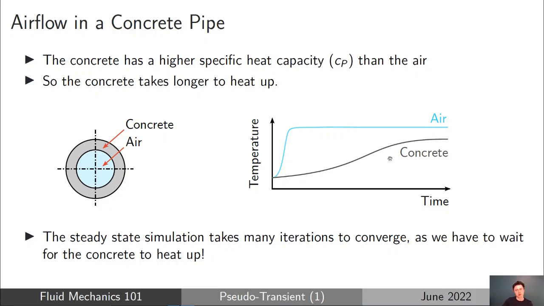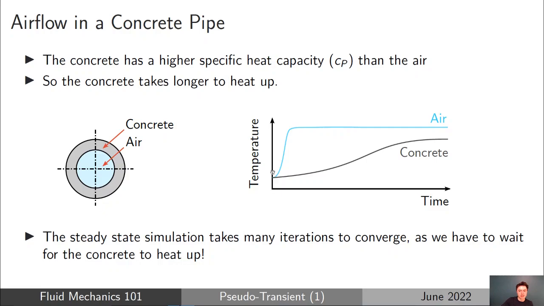And this is going to cause some problems for our steady state simulation because we don't really care about these intermediate times where the air and the concrete are heating up. We want to just as fast as possible get to this final solution where we have the temperature distribution in the air and the concrete and everything balances. But straight away what we can see here, just looking at this time axis, is that the concrete is going to be slowing us down.